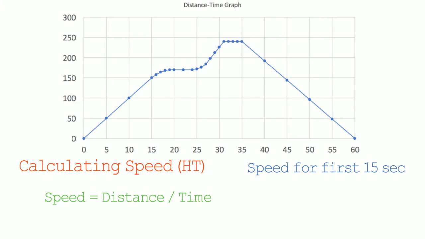At 0, our object is at the starting point, so it's at a distance of 0. At 15 seconds, our object has travelled 150 meters. To work out the distance travelled, we do the distance it was at the end of the time period, which is 150, minus the distance it was at the start, which is 0. This gives us a value of 150. We then divide this value by the time period, which is between 0 and 15. So this is 15 seconds. This gives us a value of 10 meters per second.